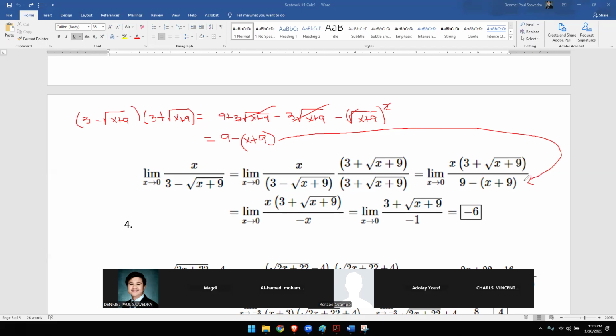Correct? So were you guys able to follow? Let me know if you weren't able to understand any part of this one, so we can explain and then go back.